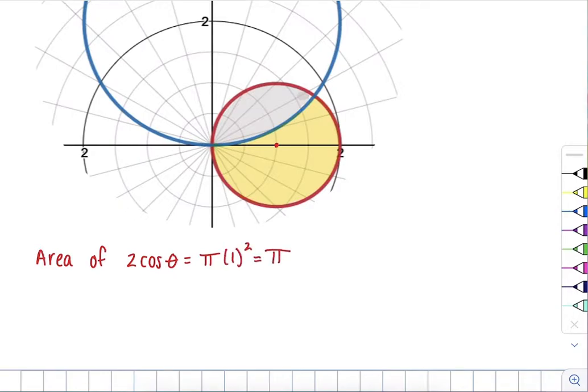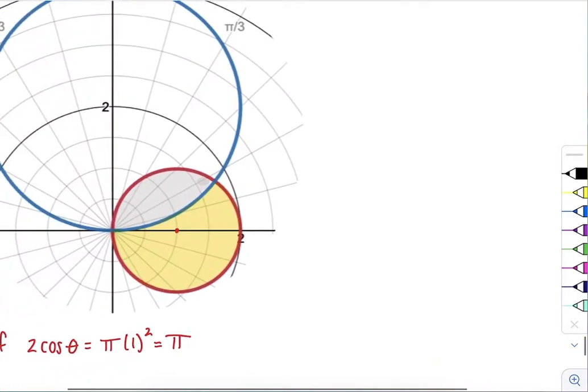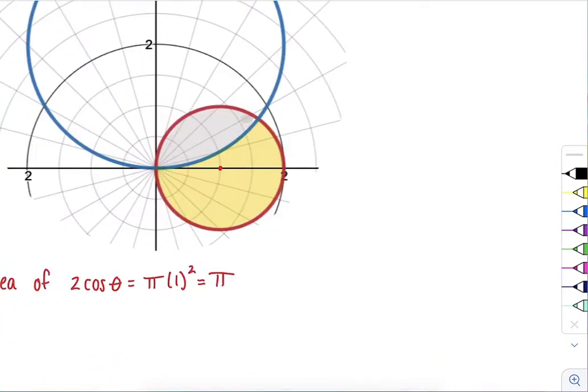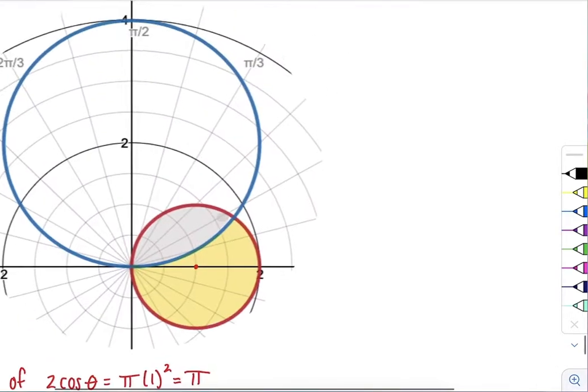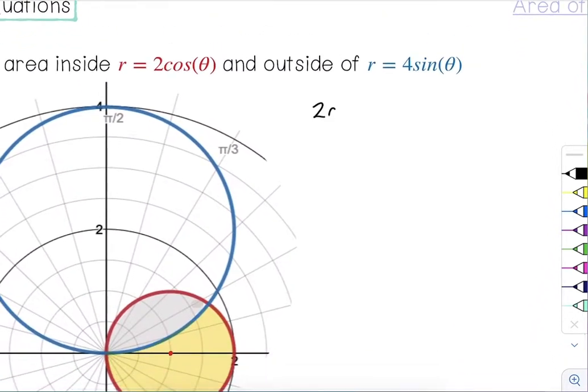So now I want to take out the overlap. To do that, we need to know where these curves intersect. So I'm going to set the equations equal to each other. We have 2 cosine of theta equal to 4 sine of theta. And if I solve for cosine of theta, I get cosine is 2 sine of theta. I can't do this without a calculator because I can't figure out that angle by myself. So we're going to go to the calculator.